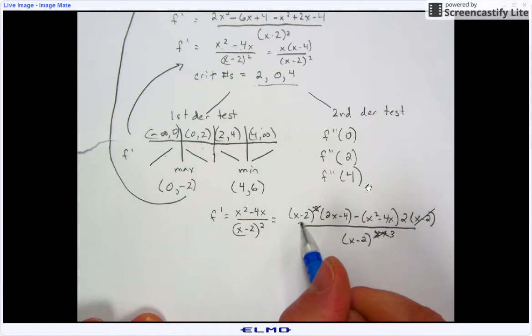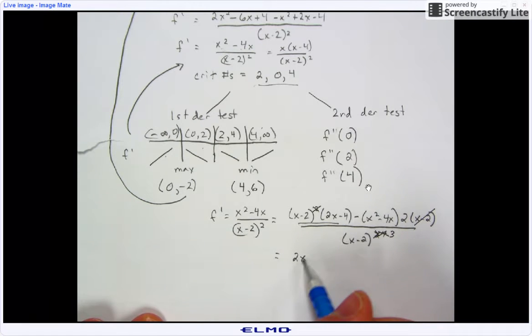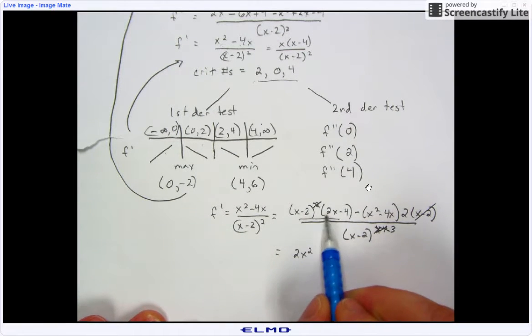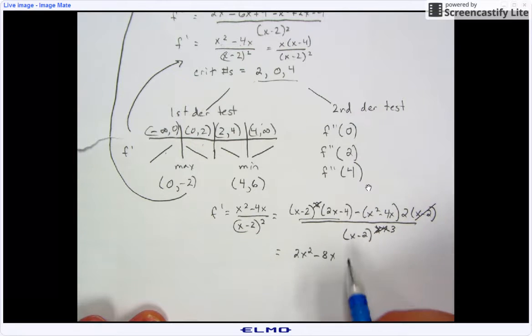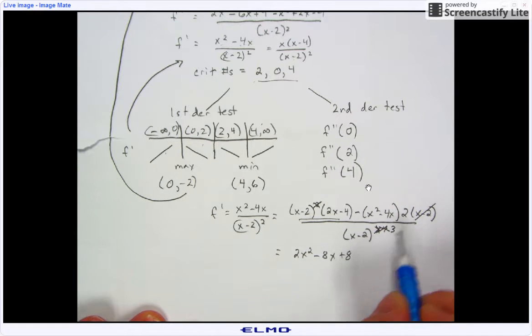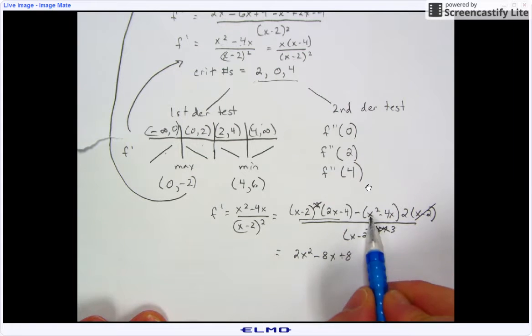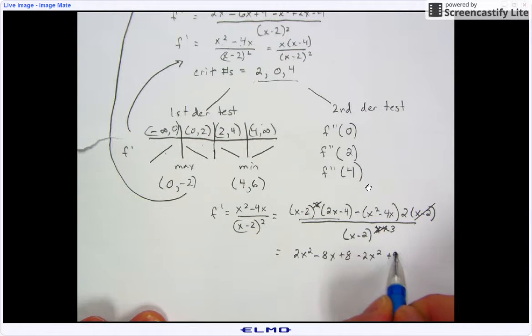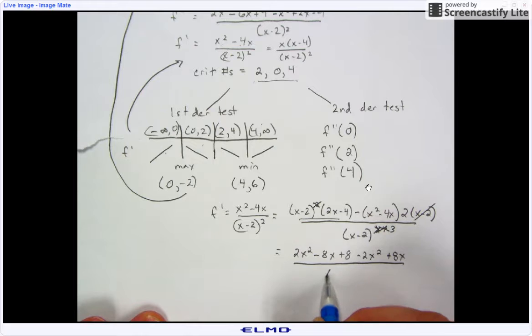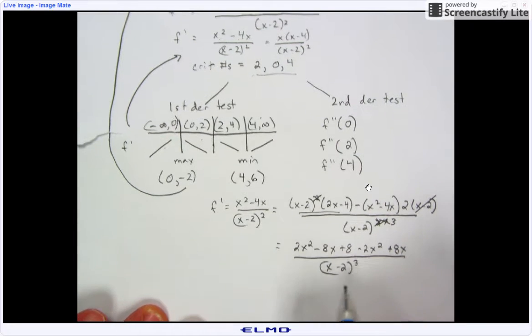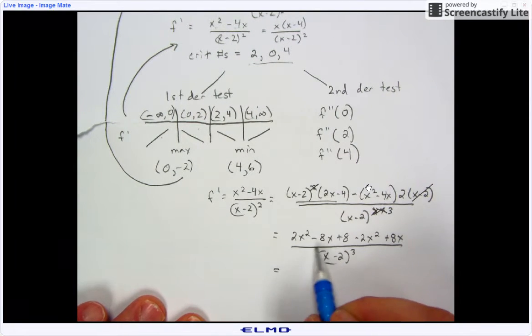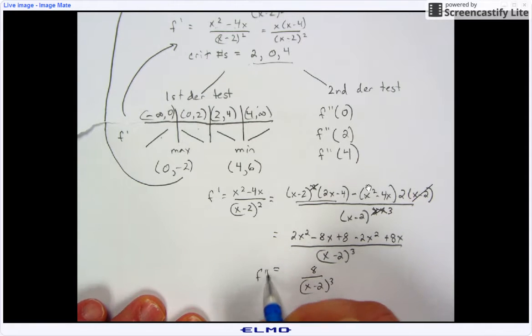So I have this expression, which is 2x squared minus 4, that's minus 8x plus 8. And then this is 2x squared, but there's a negative, so it's minus 2x squared, negative 8, but there's a minus, so that's plus 8x. And you see what happens is things clean up pretty nicely. All you're left with is 8 over x minus 2 cubed. Okay, so that is the second derivative.